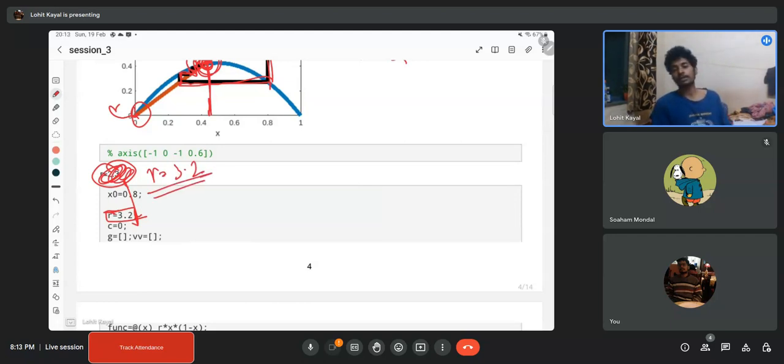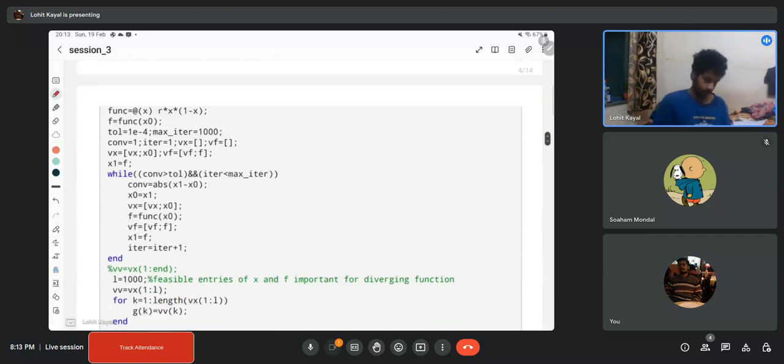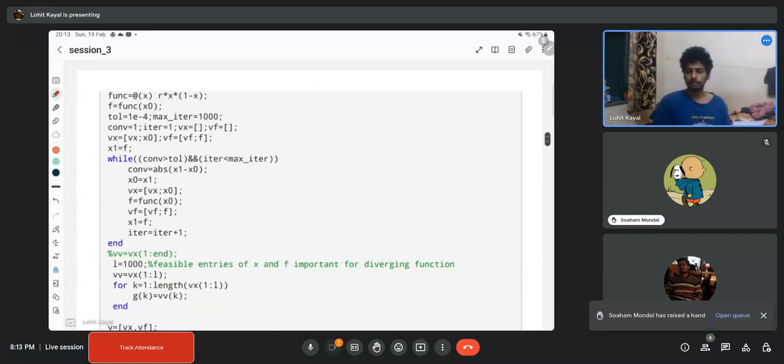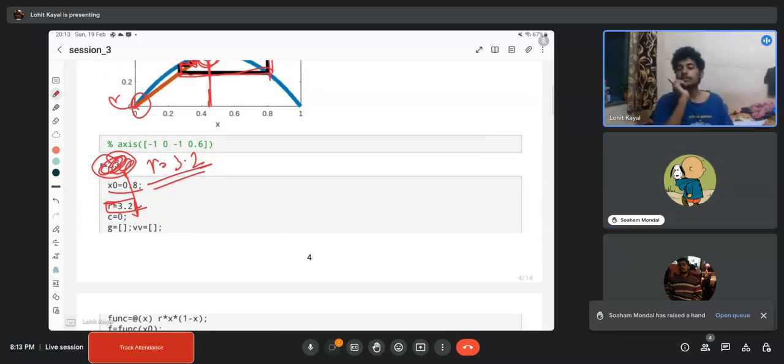So now when r is beyond 3, many interesting things happen. Again, I am using the same code. The only difference is that here the solution will not converge. Yes, Shom. For r greater than 3, like 3.2, it will be 2-point stability, right? It will be 2-point stability.